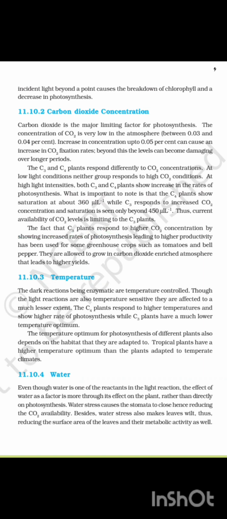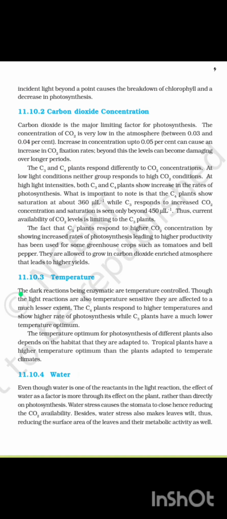This fact that C3 plants respond to higher carbon dioxide concentration by showing increased rate of photosynthesis, leading to higher productivity, has been used for some greenhouse crops such as tomatoes and bell pepper. They are allowed to grow in a carbon dioxide enriched atmosphere that leads to higher yield.